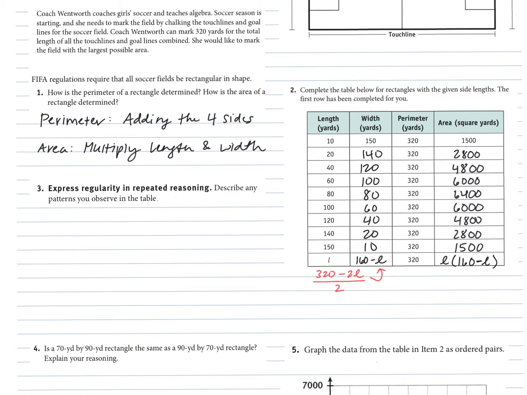So we talked about quite a couple of patterns that we saw right here. And that's actually what number 3 is going to be asking. It says, describe any patterns that we observe in the table. So I'm going to have you pause the video right here and see if you can write down any patterns that you observe. And then we're going to compare to see if we have some of the similar findings.